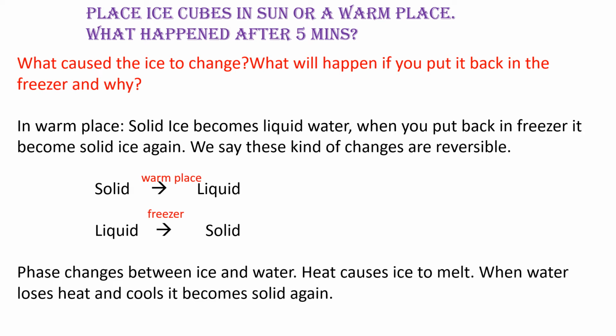So we say that these changes are reversible, and these are phase changes between ice and water. That means the solid in a warm place becomes liquid, and the liquid, when it cools down in the freezer, becomes solid again. Heat causes the ice to melt, in a warm place, and when the water loses heat and cools, it becomes solid again.